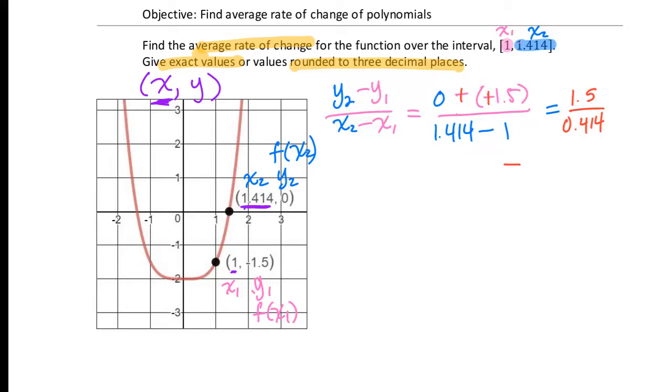What do you get in the calculator there? So take the numerator divided by the denominator. 1.5 divided by 0.414. You guys all have a calculator. Go put that into the calculator. And you get a pretty long decimal.